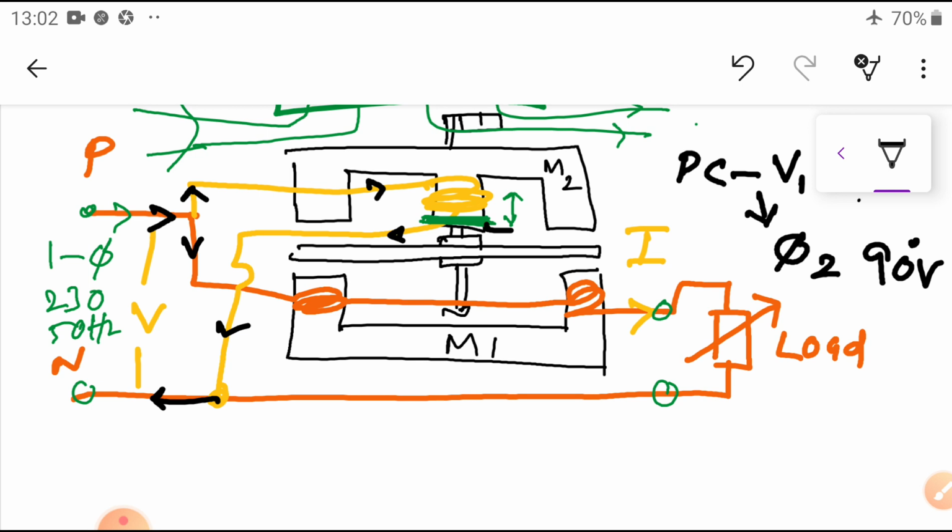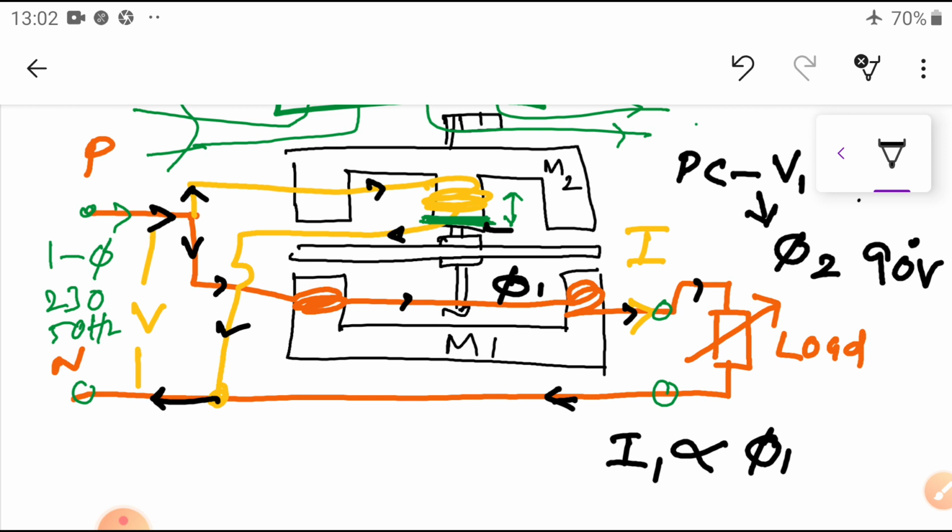Now coming to the other part, the current coil. The current is entering here, and it is going to the load and the path is closed. Then the current is passing through this loop. What has happened? Here the current produces flux. Due to this current, for example, take the CC coil current, it is directly proportional to phi 1.